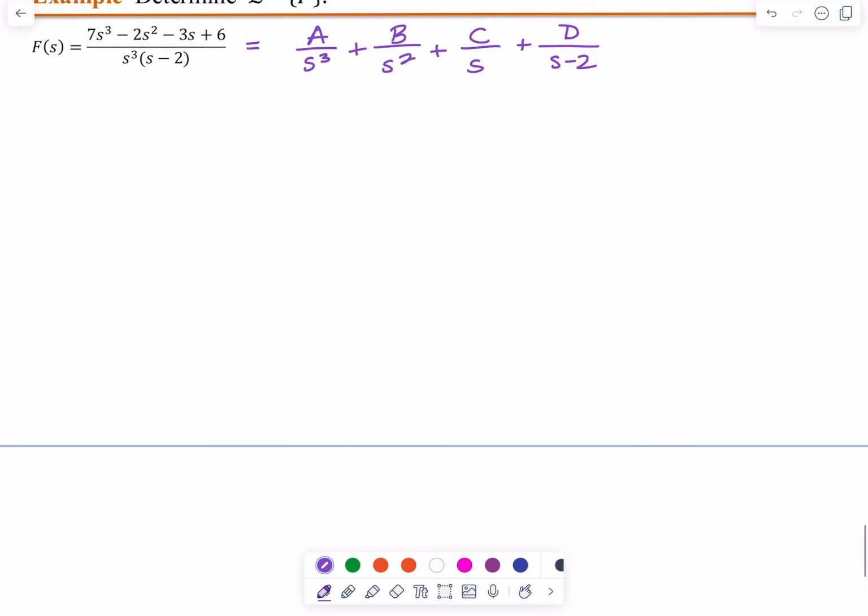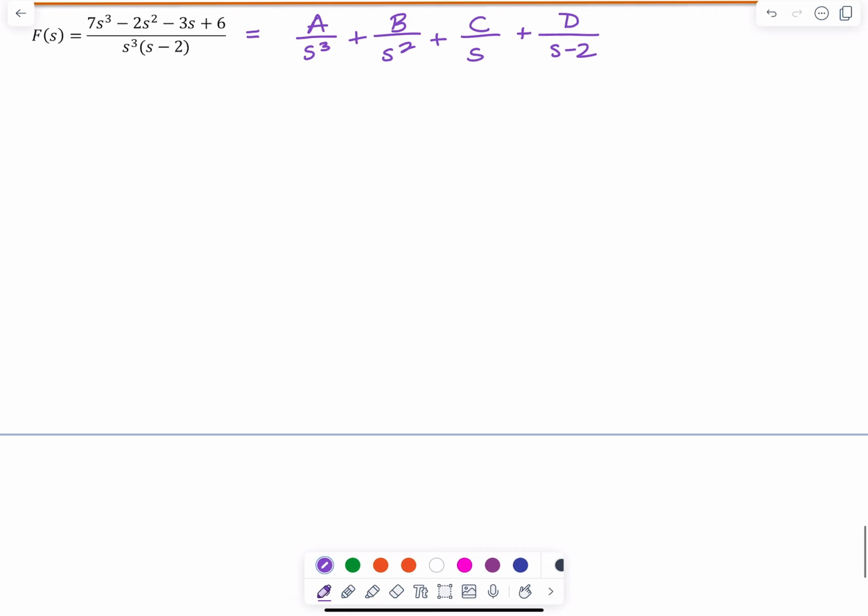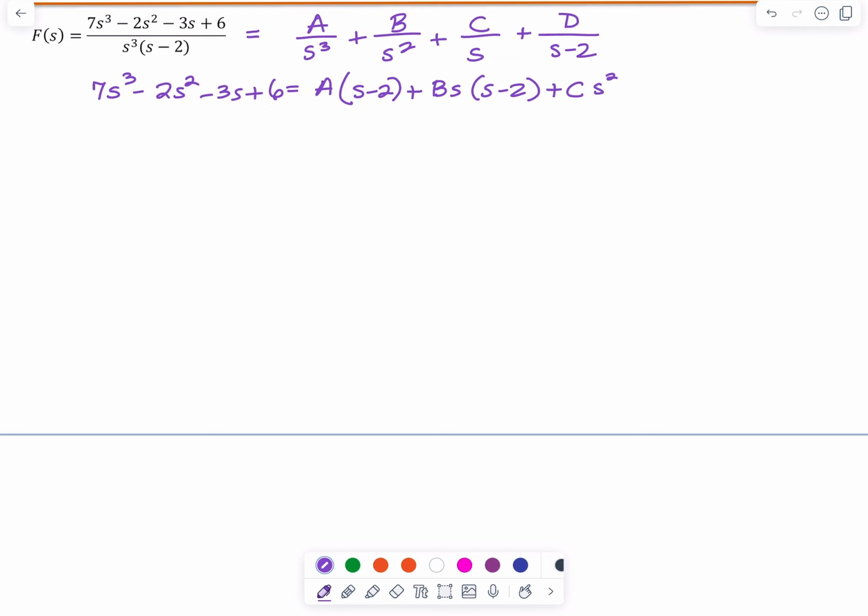So let's go ahead and say that 7s cubed minus 2s squared minus 3s plus 6 is equal to a multiplied by (s minus 2) plus bs multiplied by (s minus 2) plus cs squared multiplied by (s minus 2) plus ds cubed.